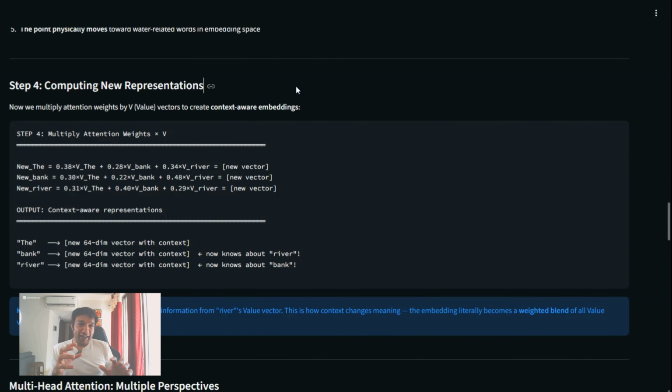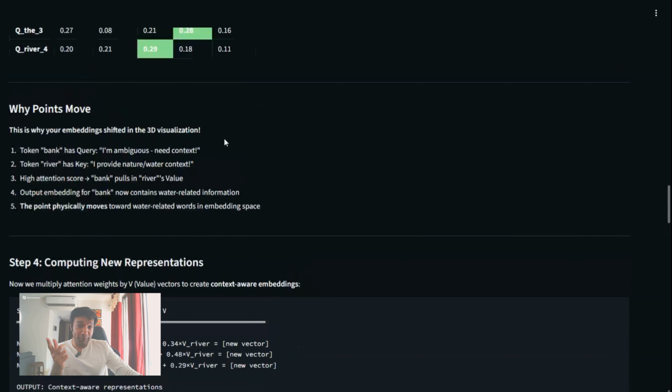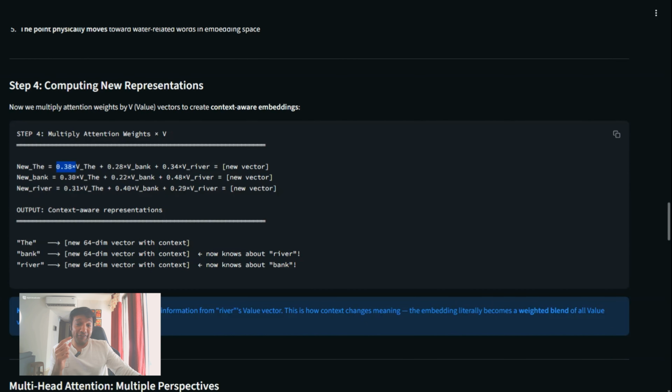Now, how do I compute these new representations? I am going to take every embedding and multiply it with the attention scores that I got in this matrix, and every token is going to now get its own new vector which is more converged towards the common meaning of the sentence.